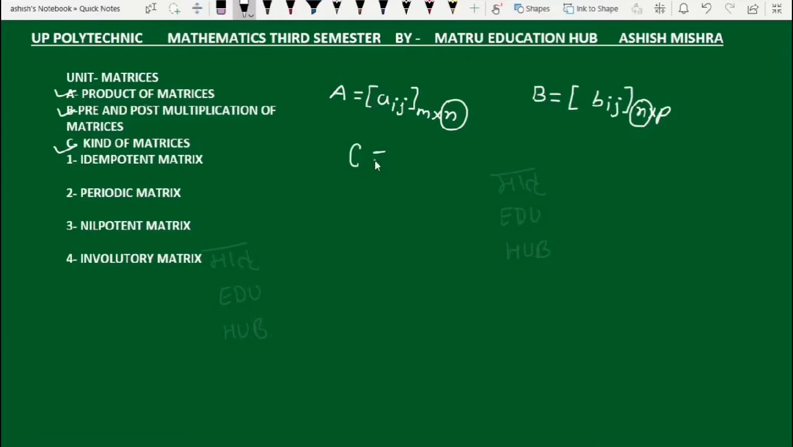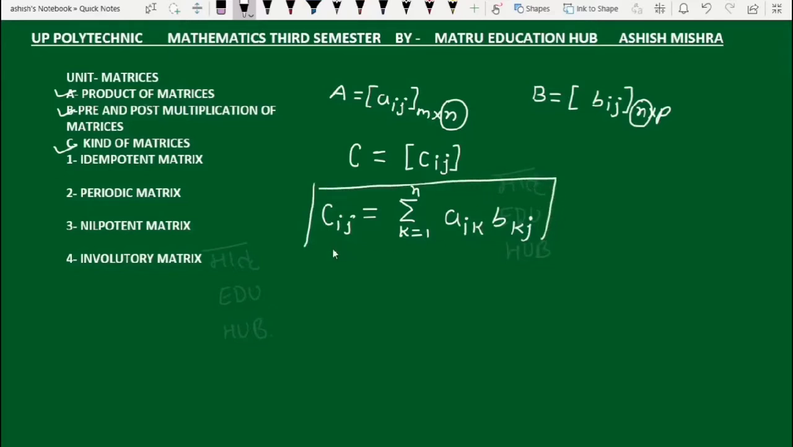Okay, let the product of matrix A and B be represented by C having element Cij, where Cij can be written as sigma k equal 1 to n, aik into bkj. Okay, this represents the product of rows and columns, that is my product of two matrices.